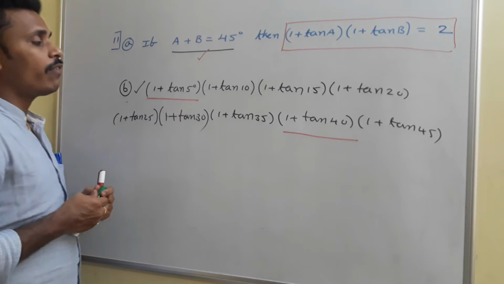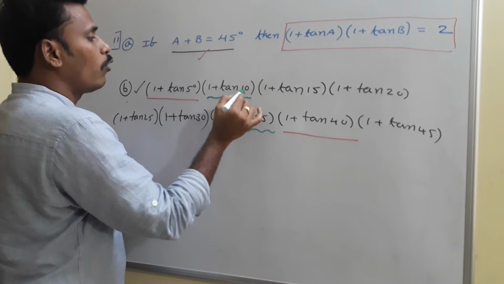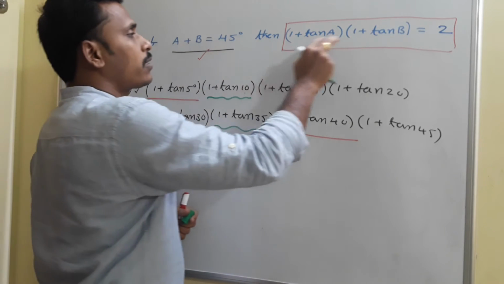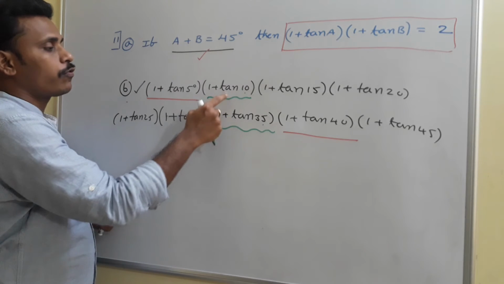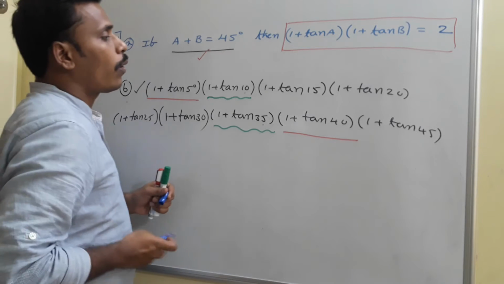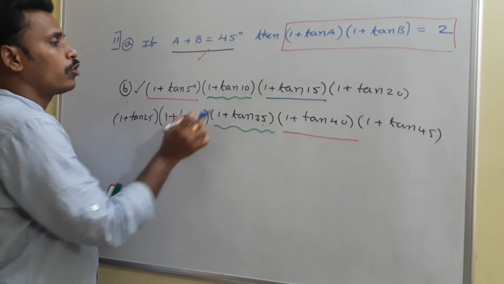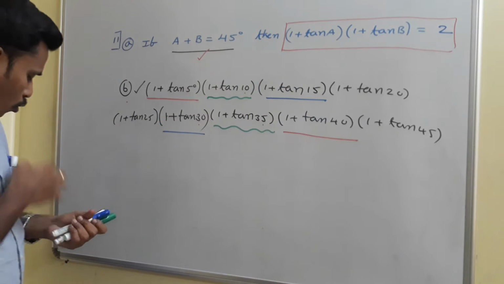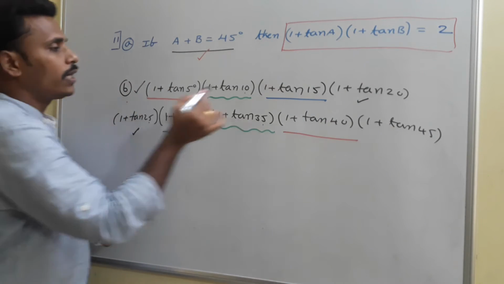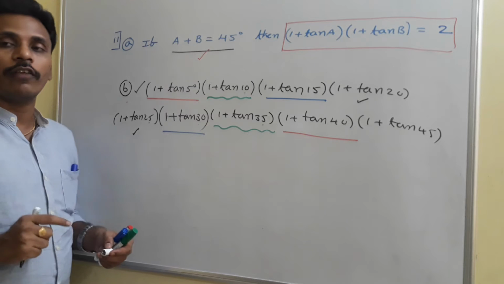Clear, right? And in the same way, just think about this. This is 1 plus tan 10 and this is 1 plus tan 35. Now look at these angles. The sum is 45 degrees. Since the sum of two angles is 45, 1 plus tan A into 1 plus tan B is 2. So the product of these two is also 2. Yeah. And now just think about the third one. 1 plus tan 15, 1 plus tan 30. The sum of two angles is 45. So this product is again 2. And one more term is there. Look at this. 1 plus tan 20 and 1 plus tan 25. 20 plus 25 is 45. So 1 plus tan 20 and 1 plus tan 25 is again 2.